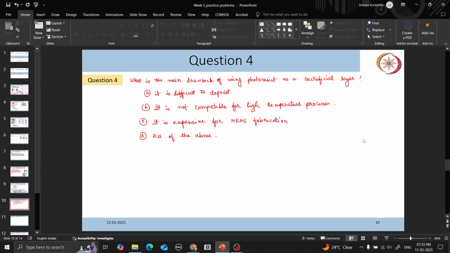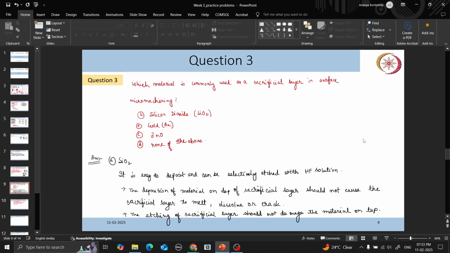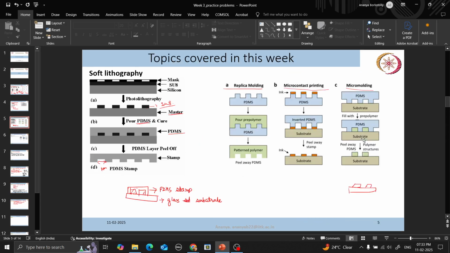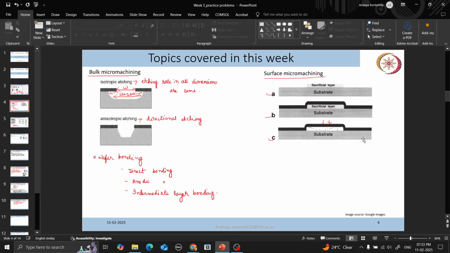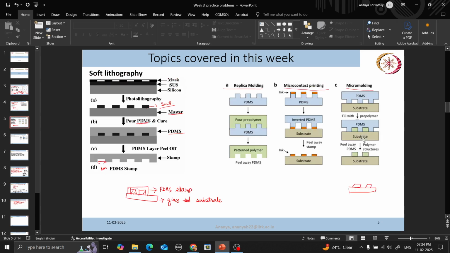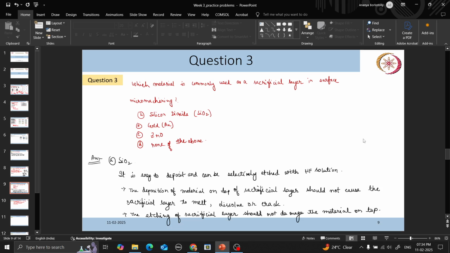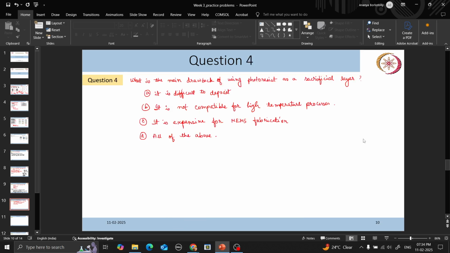So you know that you can do the patterning using photoresist also. See the figure that I showed you earlier. Here you can see the sacrificial layer is basically a pattern. So this can be done. This patterning can be done using a photoresist also, but normally in surface micromachining we don't use photoresist as a sacrificial layer. So what can be the reason?